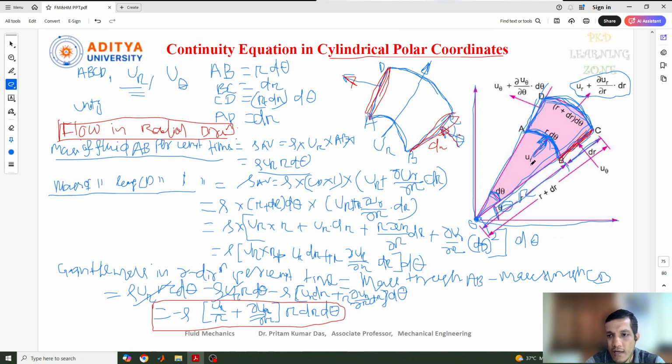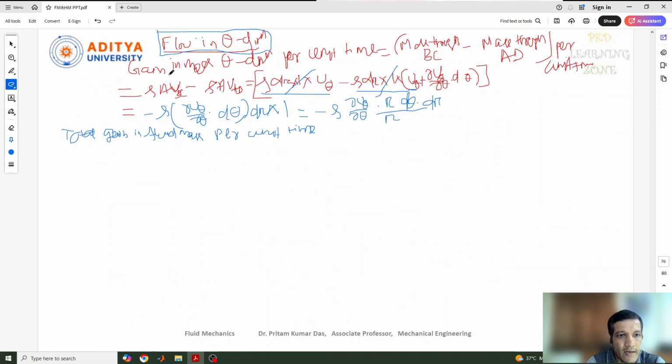So this total gain in fluid mass per unit time is nothing but the fluid mass gain in the radial direction and the fluid mass gained in the tangential direction. So both need to be written. This is the equation we got previously for the gain in mass in the radial direction. Similarly, I have written the gain in mass in the theta direction. These two things we need to write here.